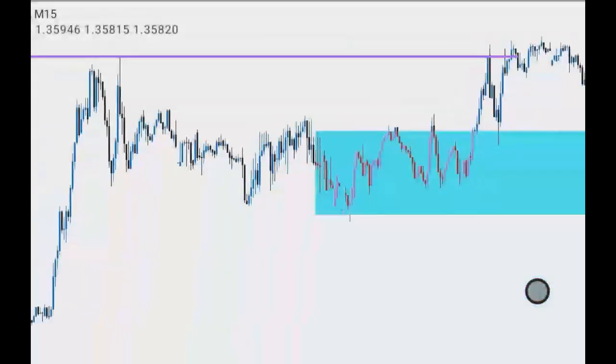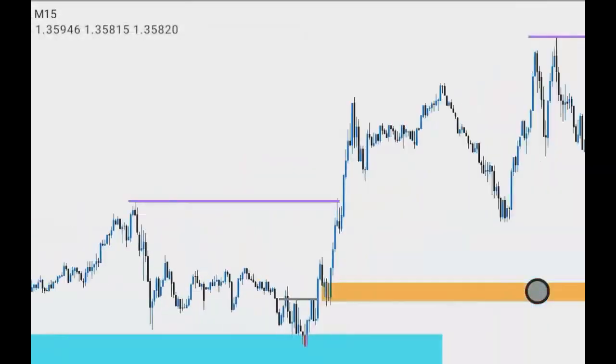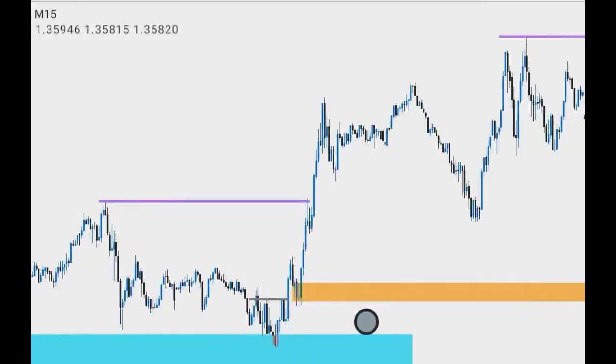You understand that? So, now, price has come into this our 4-hour OB. I told you in our previous videos that as price is approaching your higher time frame POI, you begin to study the structure of the market.